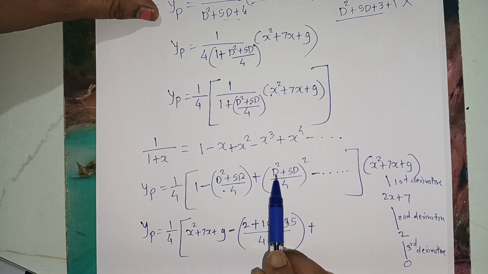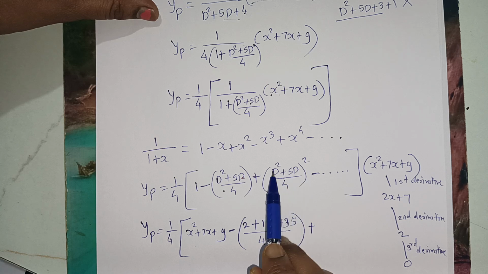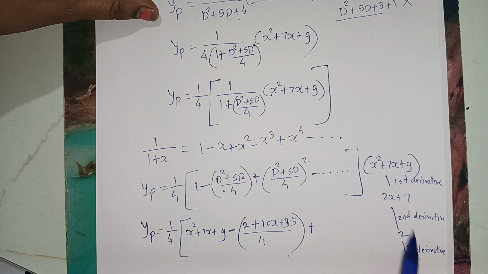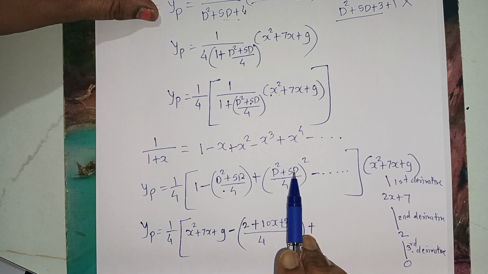Plus what about this? This is (d square plus 5d) bracket square. So that means this is d raised to 4 actually. The fourth derivative is obviously 0 because this is a quadratic polynomial, and the third is 0. So this expansion will have d square, d raised to 4, d cube and d square. So only the second order derivative is possible.